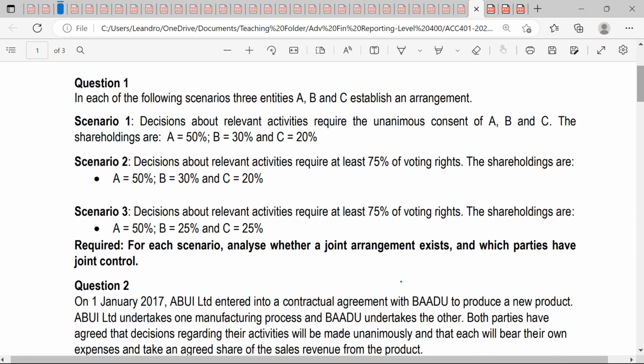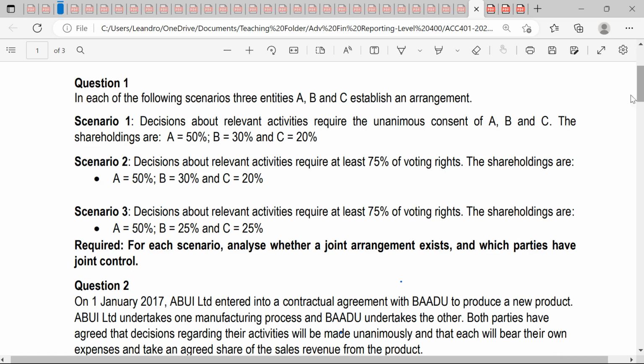And then the other aspect is to figure out which of the parties to the arrangement have joint control. So you can have A, B, C, D in a joint arrangement, which means they jointly are in control of another entity. However, only two have the actual control because they must take decisions. So take note of that.